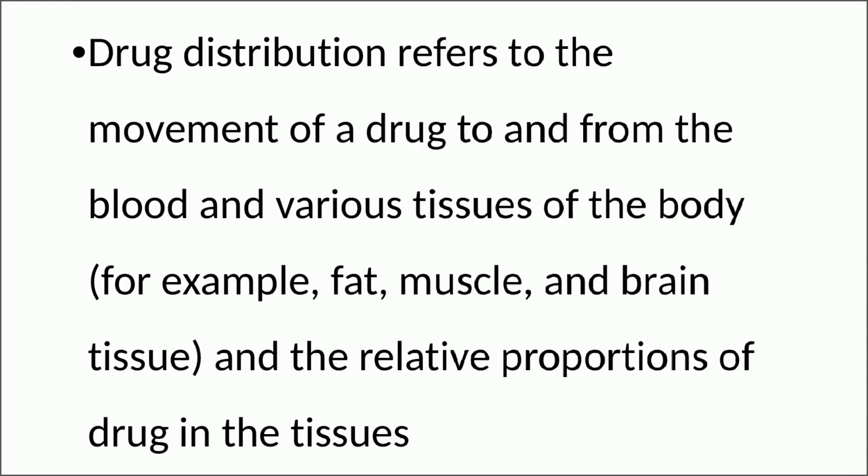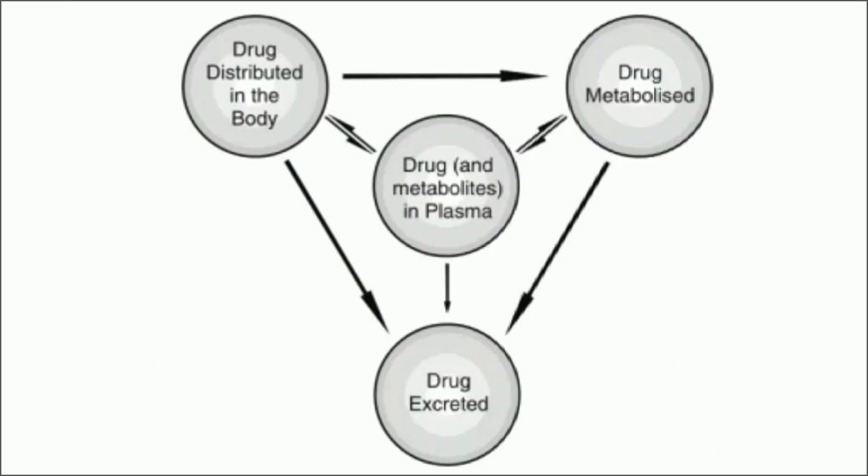Drug distribution refers to the movement of drug to and from the blood and various tissues of the body, for example, fat, muscle, and brain tissue, and the relative proportions of the drug in the tissue. In this figure, you can see how the movement of drug takes place inside the body, or how the drug gets distributed between various compartments of the body.